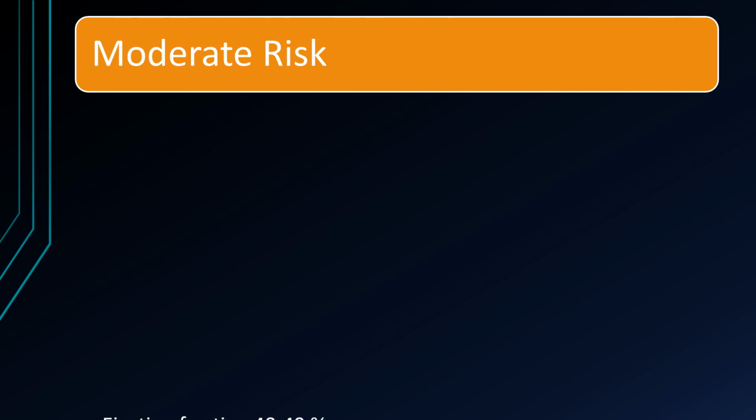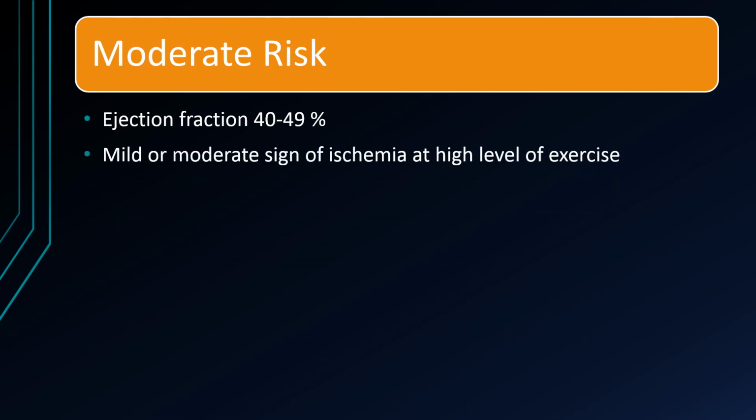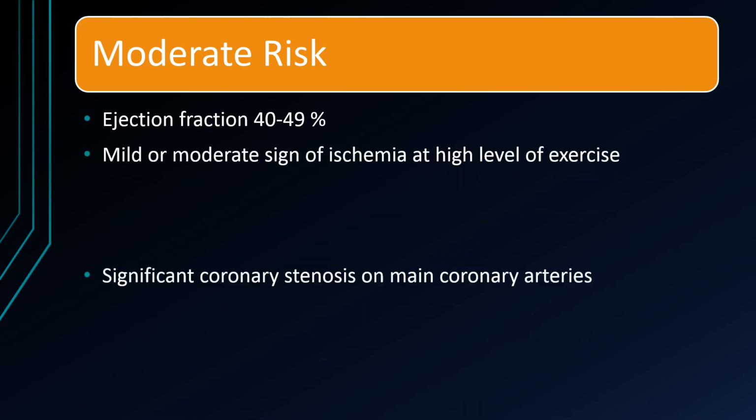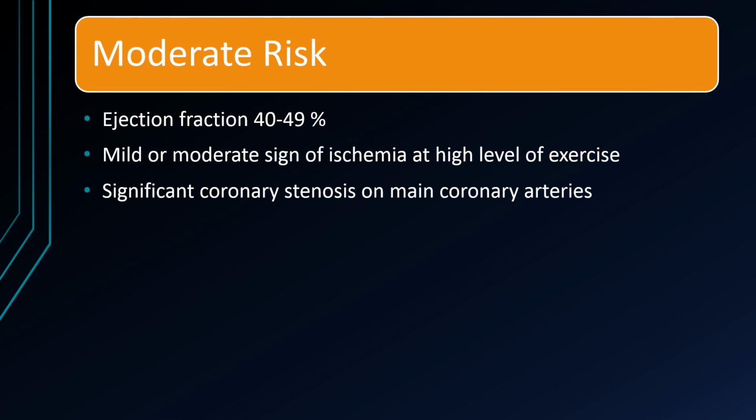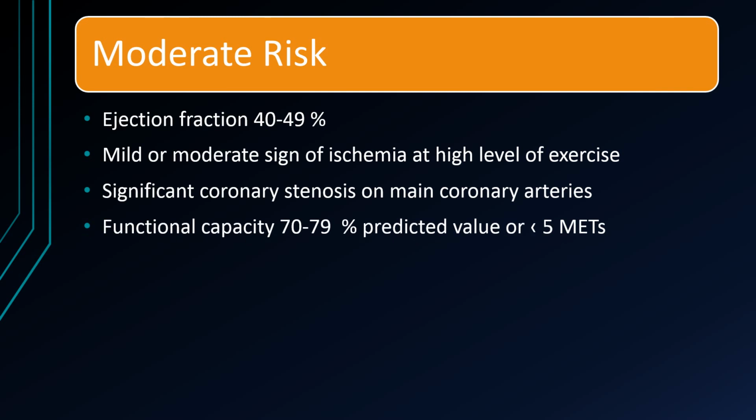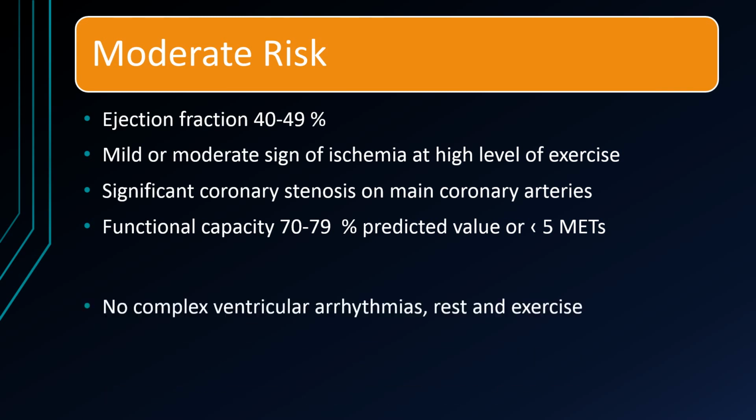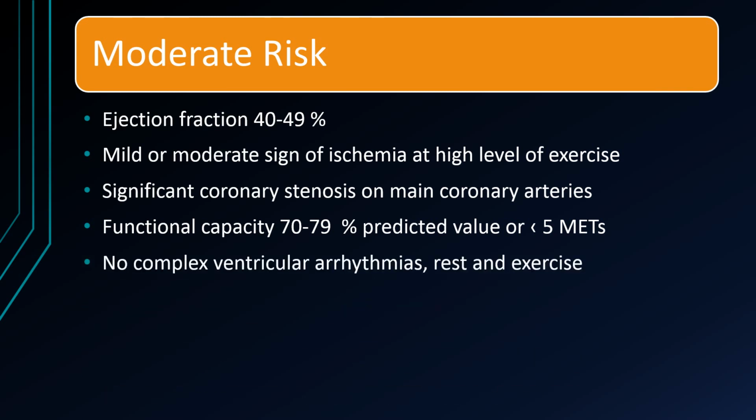Now the moderate risk patients are those who have an ejection fraction ranging from 40 to 49%, mild or moderate signs of ischemia at high level of exercise. They can have significant coronary artery stenosis. Their functional capacity can range from 70 to 79% of the predicted value, and they can perform less than 5 METs. There are no ventricular arrhythmias at rest or during exercise, and normal exercise hemodynamics.